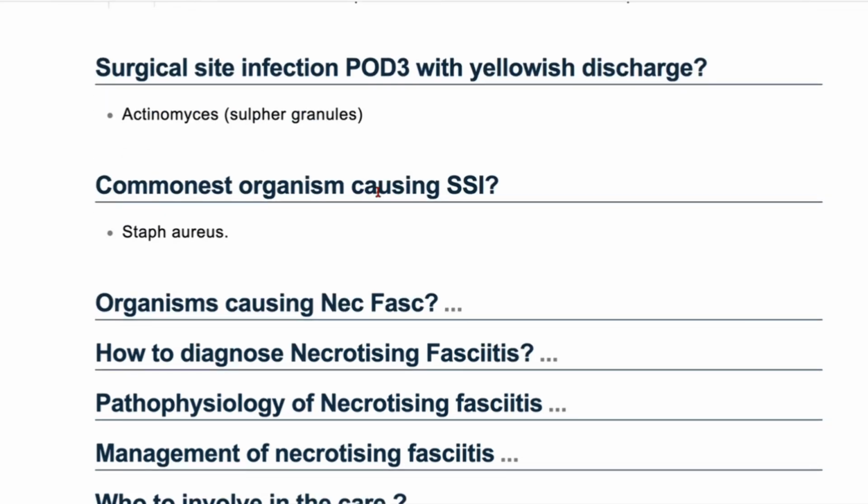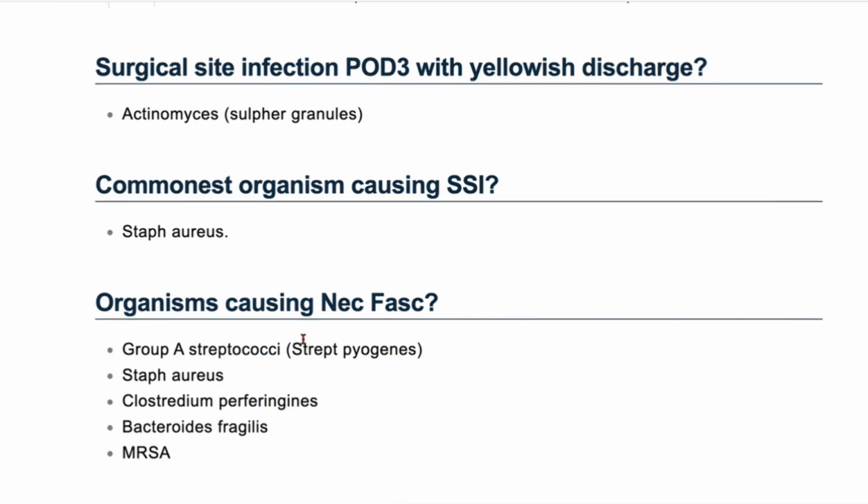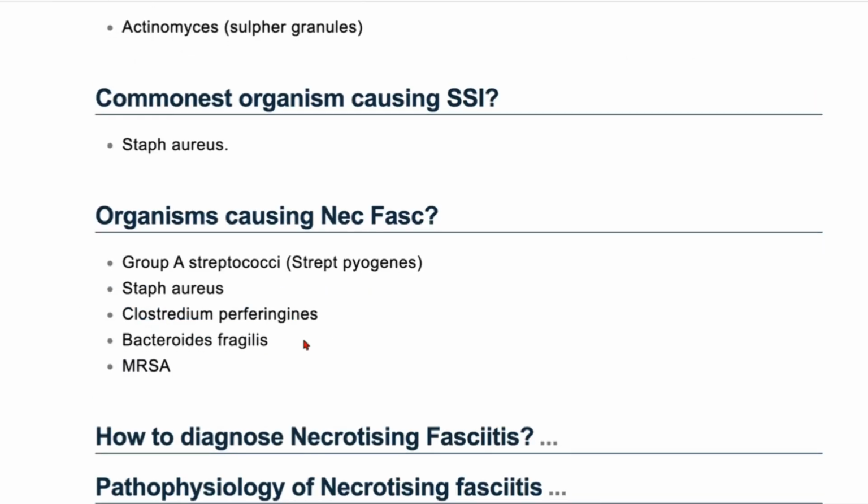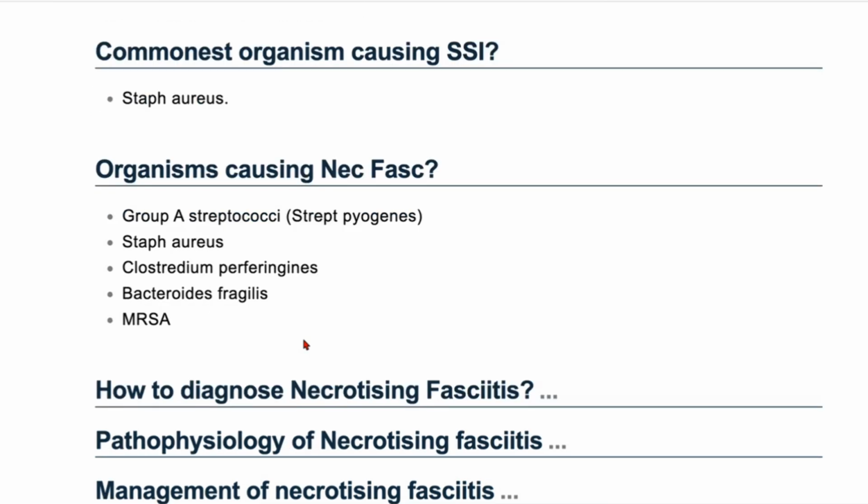What are the organisms causing necrotizing fasciitis? So there's three main organisms: Group A Streptococcus, Staph aureus, and Clostridium perfringens. And how would you diagnose necrotizing fasciitis? So you can diagnose it clinically. So you do full history and examination. You'd be looking for signs of sepsis such as fever, tachycardia, hypotension. Typically as well, you can notice overlying skin changes and normally crepitus as well.